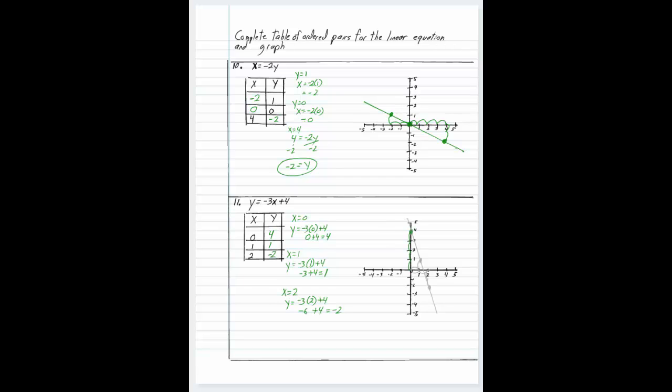So we're now ready to plot. 0, 6 is just 6 spots straight up, 1, 2, 3, 4, 5, 6. 1, 9 is 1 spot to the right, then 9 up. 1 to the right, 1, 2, 3, 4, 5, 6, 7, 8, 9. And now connect the dots.